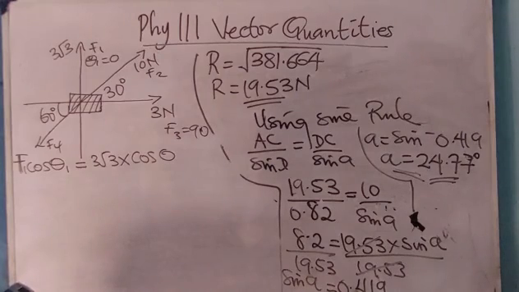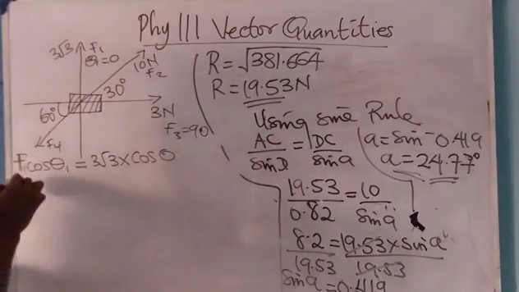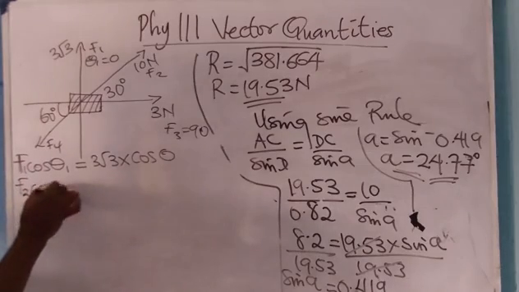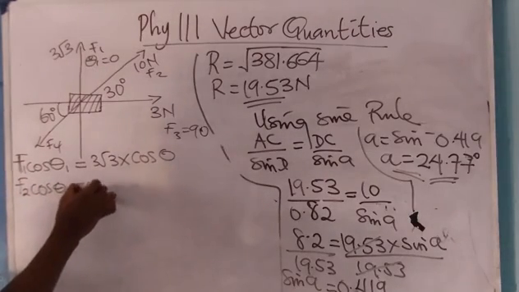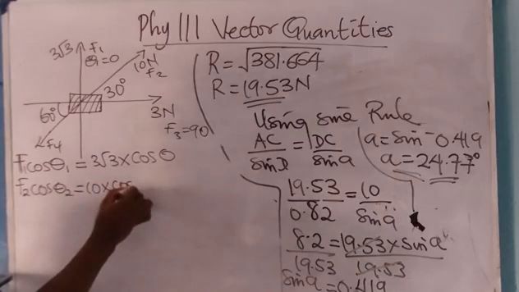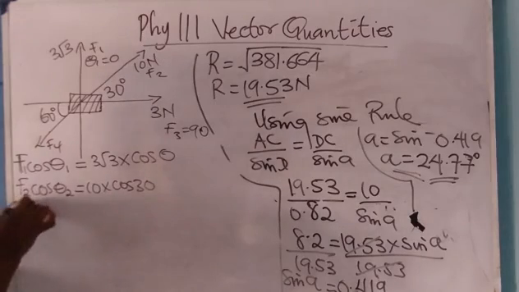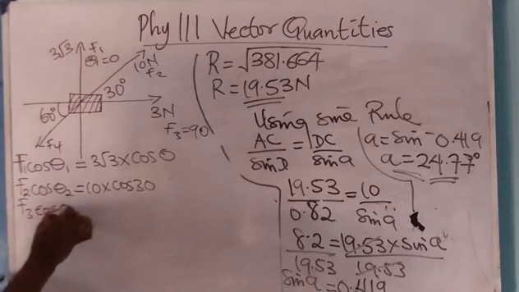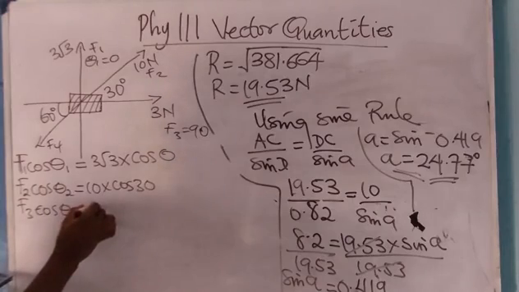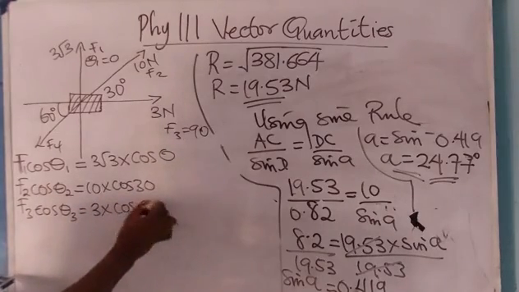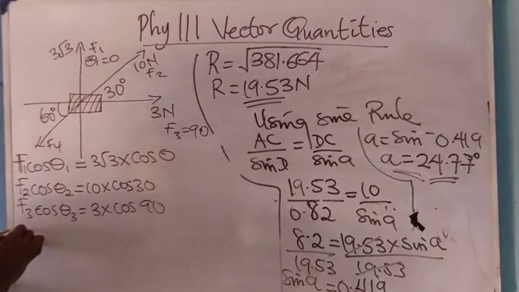Root 3 equals, okay, 3 root 3 times cos 0. Let me just break it out first. Cos 2 equals what? 10 times cos 30. Then F3 is, I think, 10 times cos 90.